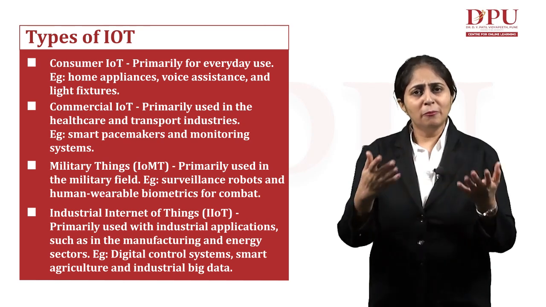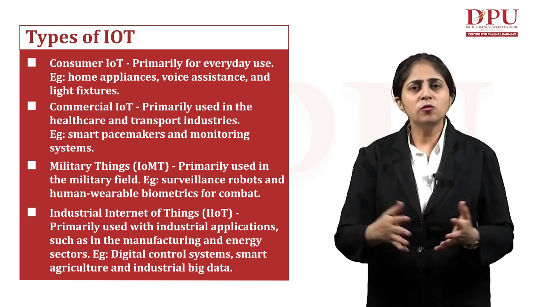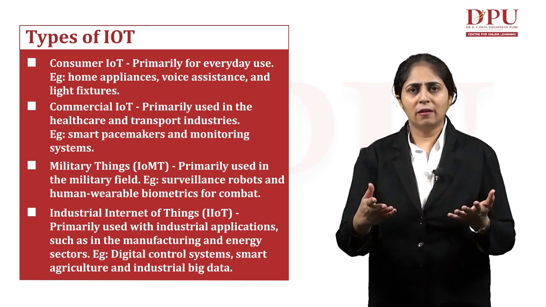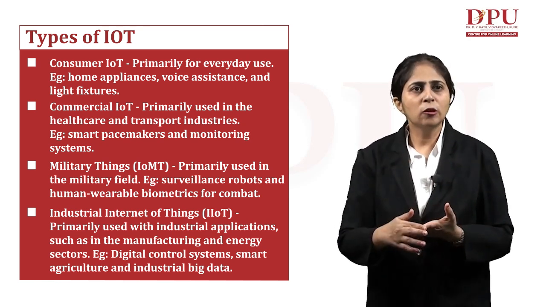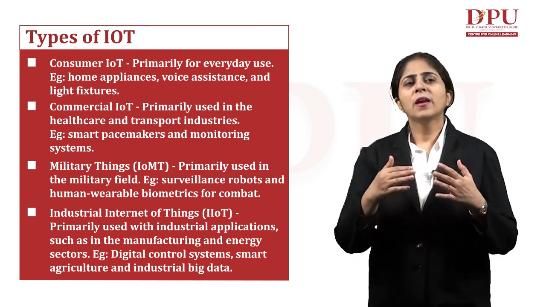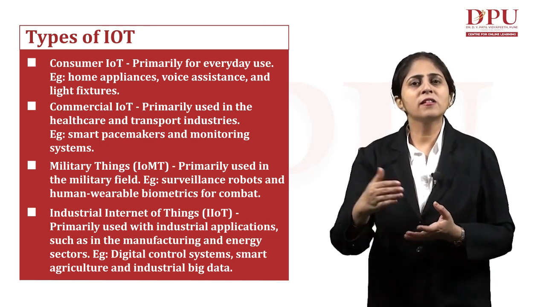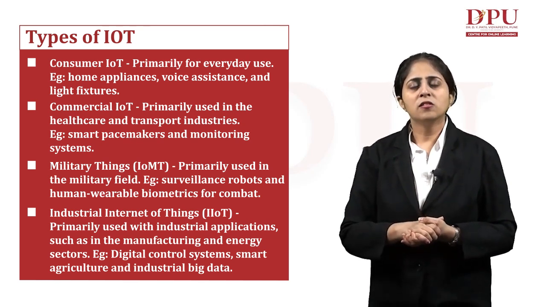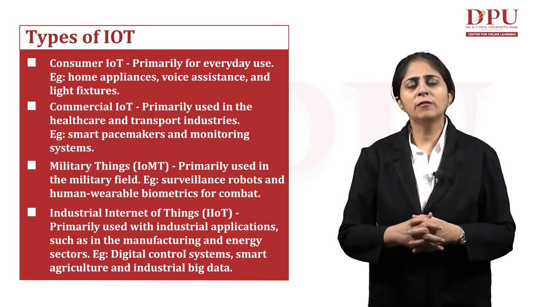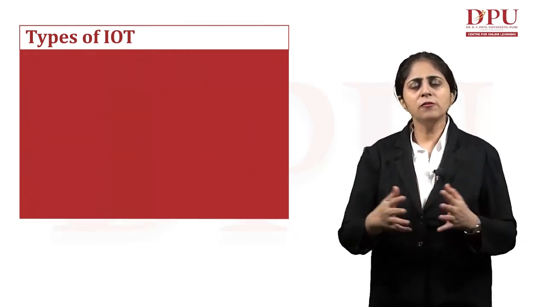So these are various common types of IoT which we normally use in our daily lives, which are consumer IoT, commercial IoT, military IoT, industrial Internet of Things, and infrastructure IoT. So these are a few categories of IoT which are being primarily used in many areas to make our lives simple.